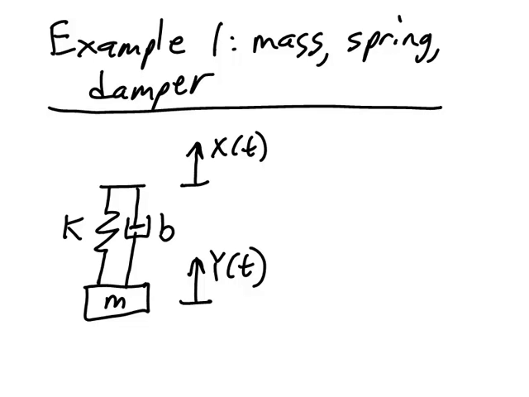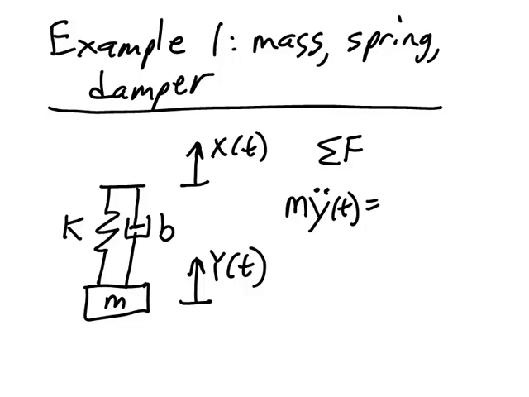Next, we apply whatever physical laws apply to this system. In this case, we're going to sum the forces. We say that the balance of forces is equal to the mass times the acceleration. Then we add up all of the forces on this mass. Here we have 2 forces if we ignore gravity. If we are not ignoring gravity, we have 3 forces.